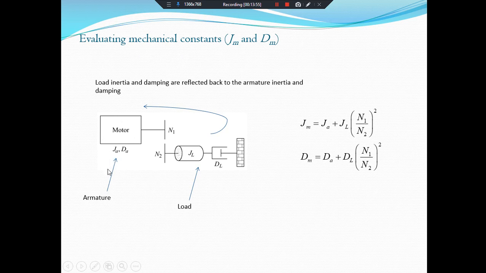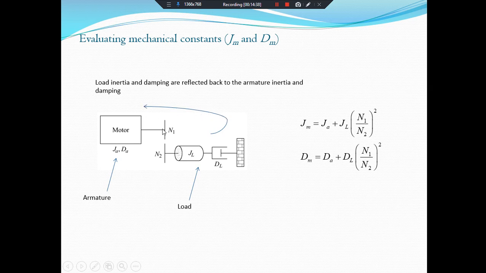Okay, now we evaluate the mechanical constants. Here this is the motor, or you can say this is the armature inertia and armature damping, and here this is again the gear system. N1 is the number of teeth on this gear, and N2 is the number of teeth on the second gear. And here is the load, which is driven by the motor. Now the load inertia and damping are reflected back to the armature inertia and damping. Actually, as we read in the last couple of lectures, we have to consider the reflected load.